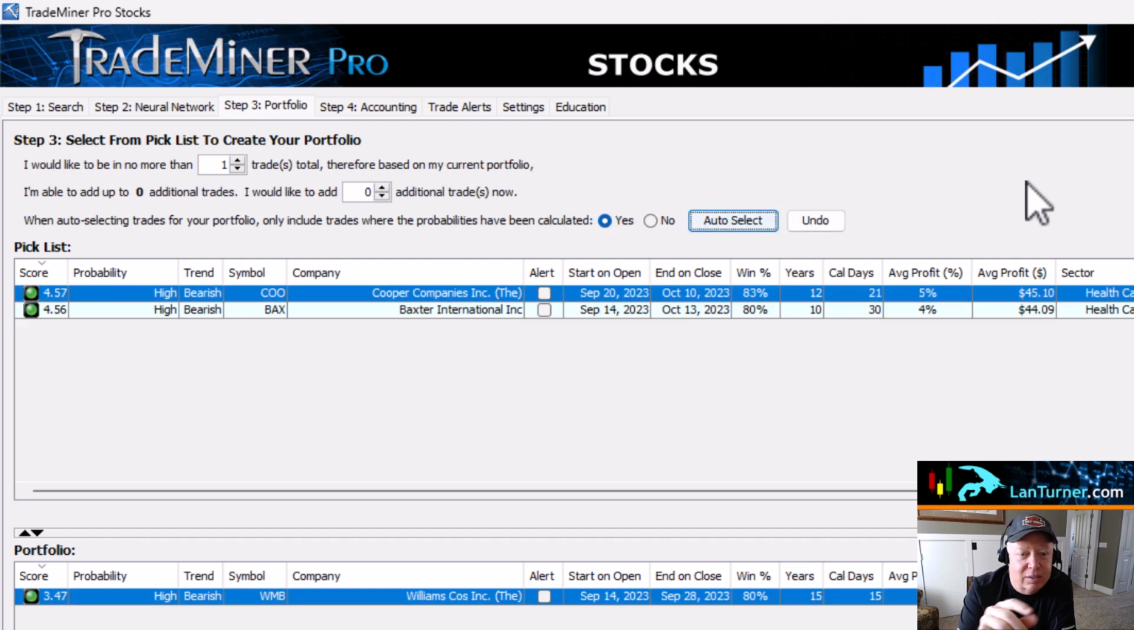And the AI system says this is its favorite. This is starting September 14th, which is today. It says that this has a high probability of being bearish. This is the Williams Company, WMB, bearish, wins 80% of the time over the last 15 years, calendar days 15. So over the next 15 days, we're going to anticipate this market falling in price. That's what it's done 80% of the time over the last 15 years, and that's what we're going off of.